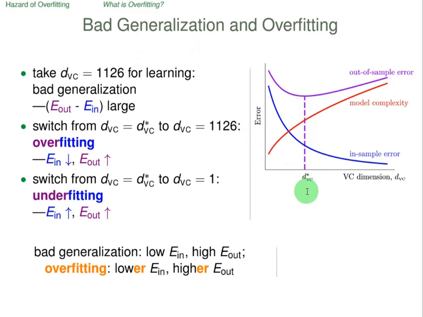Okay, the underfitting is where we use a model with restricted complexity. So this region, when the VC is located in this region, both in-sample error and out-of-sample error are high. All right, so underfitting region, overfitting region. Well, the bad generalization, again, is a case where in-sample is low, out-of-sample is high in general.